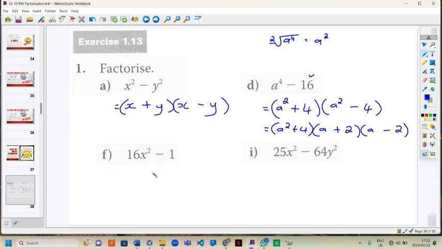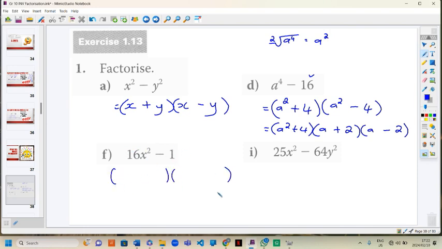First thing before I start, what do I always do? Look for a common factor. Is there a common factor there? No, no common factor there. So where am I going to start? Is it a difference of 2 squares though? Cool, I've got a difference. I've got a perfect square, 16 is a perfect square, x squared is a perfect square, and 1 is a perfect square. So I can open up.